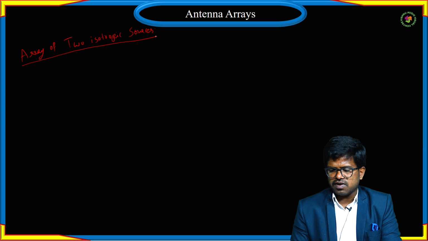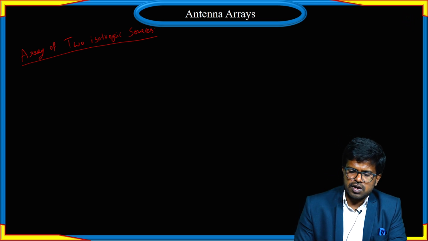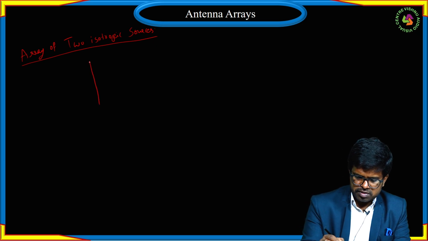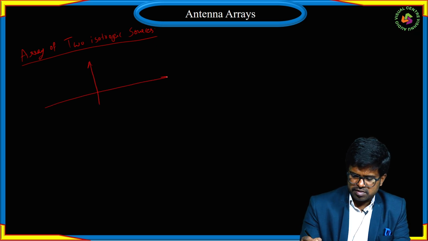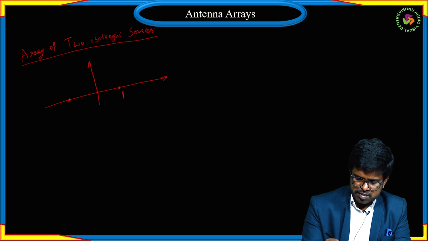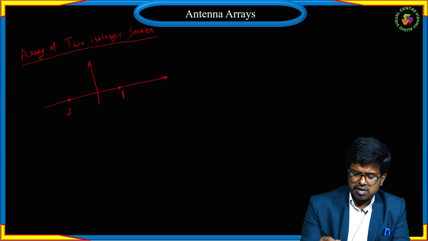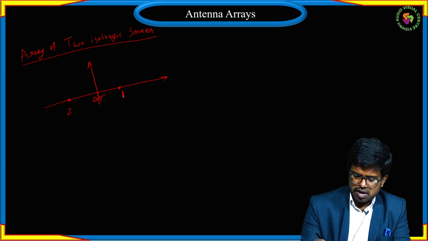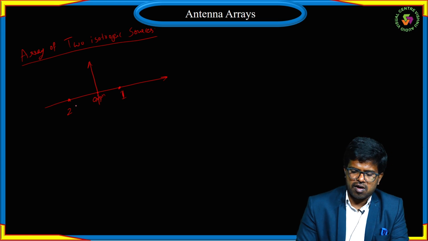First of all, we will discuss only two isotropic sources. In a later section we will discuss n number of sources. But now we are going to discuss two isotropic sources. These two isotropic sources are placed in the array in a linear manner, both on either side of the origin. This is the origin, and 1 and 2 are placed on either side of it.